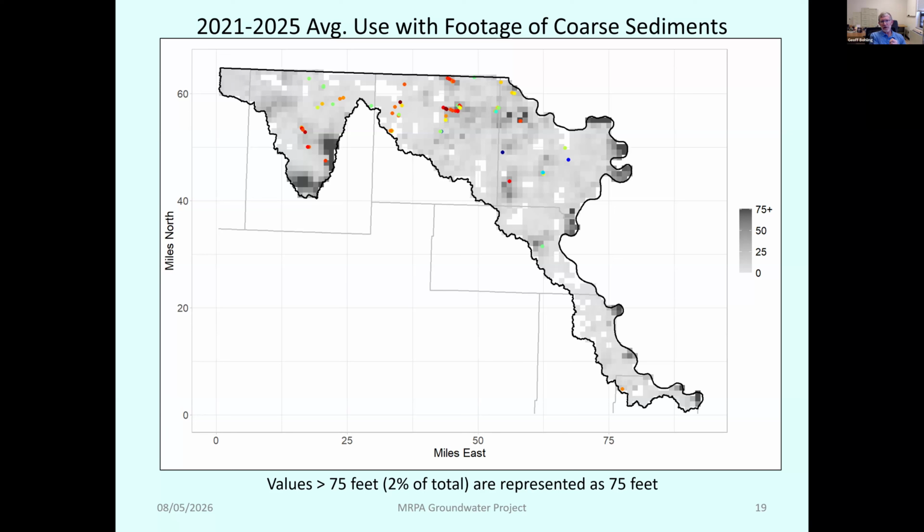Essentially what this slide tells you is that the really significant groundwater use tends to be isolated to regions of thick, good footages of coarse sediment. And those regions tend to be fairly isolated. So again, we're talking about patchy, permeable areas that are not connected in a regional fashion.